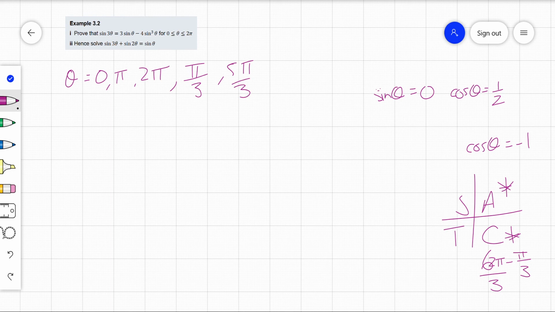Alright, and then for cos theta equals negative 1, I have to think of the cos curve. Negative 1 only happens here, which is at pi, and we've already got pi as one of our answers. So we should be getting 1, 2, 3, 4, 5 answers there. Alright, so they would be all the solutions.